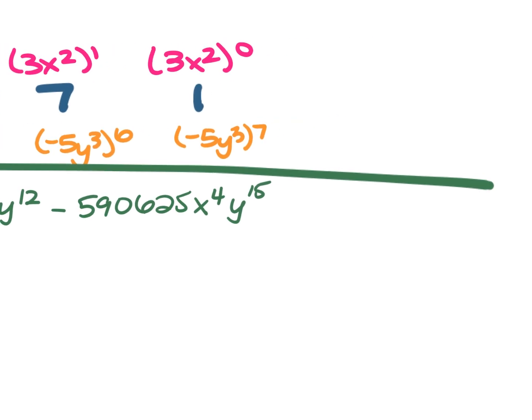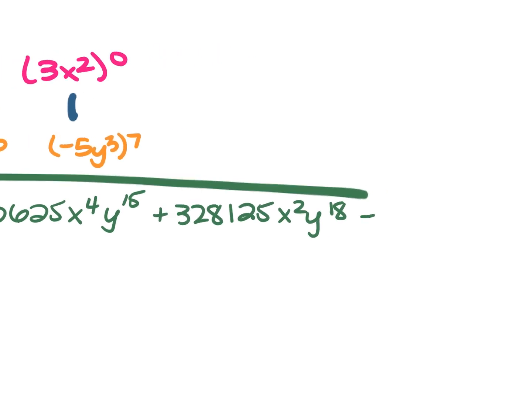Then we have negative 5 to the 6th power. So that's 15,625 times 7 times 3 to the first power, which is 328,125, x squared, y to the 18th. And lastly, we have that negative 5 y cubed to the 7th power, because that 3x squared to the power of 0 cancels out. So that negative 5 to the 7th power gives us negative 78,125 y to the 21st power.